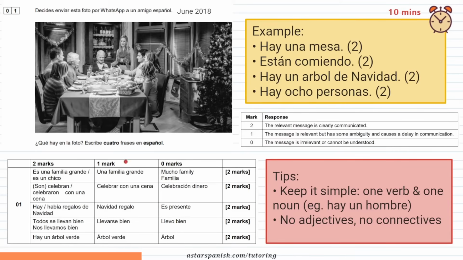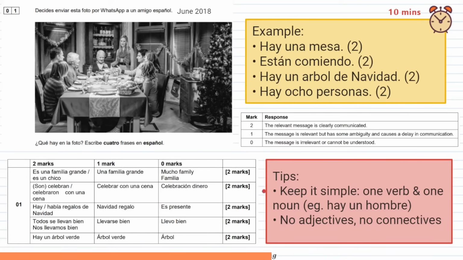At the bottom, I've included the mark scheme for this exact question. So the phrases on the left get you 2 marks each, the middle ones 1 mark, and the right ones 0 marks. With this question, as long as you know your grammar rules and can form basic sentences, because that's what these are, you will very easily be able to get full marks. However, if you are unable to understand the basic sentence structure of Spanish, you will struggle with this question.